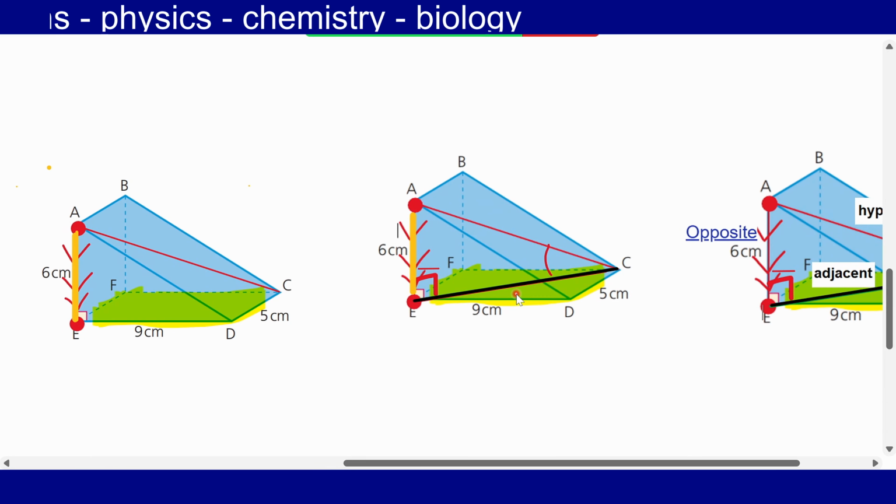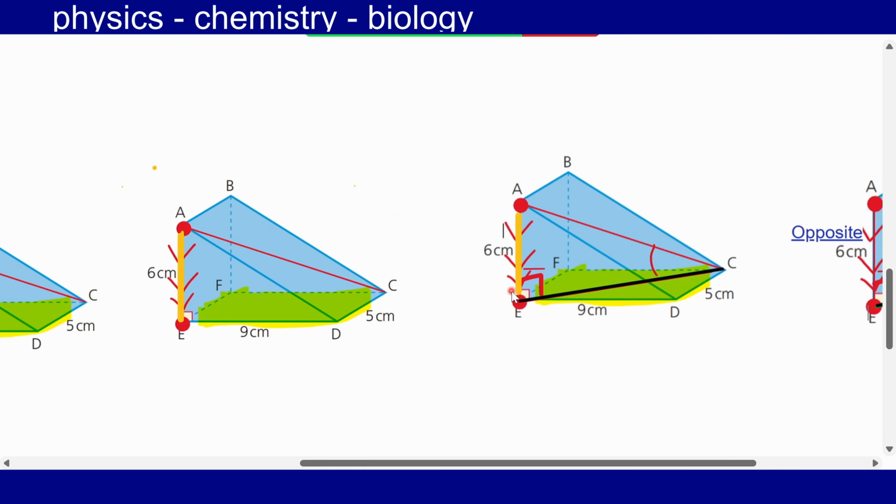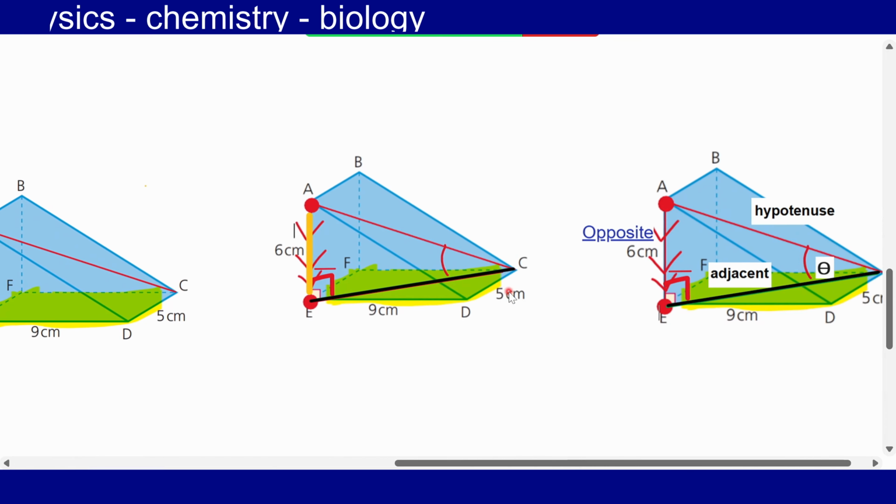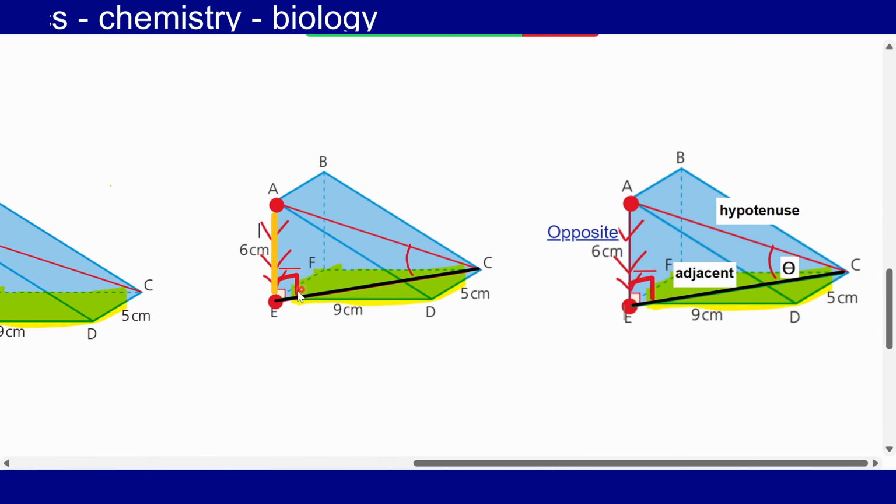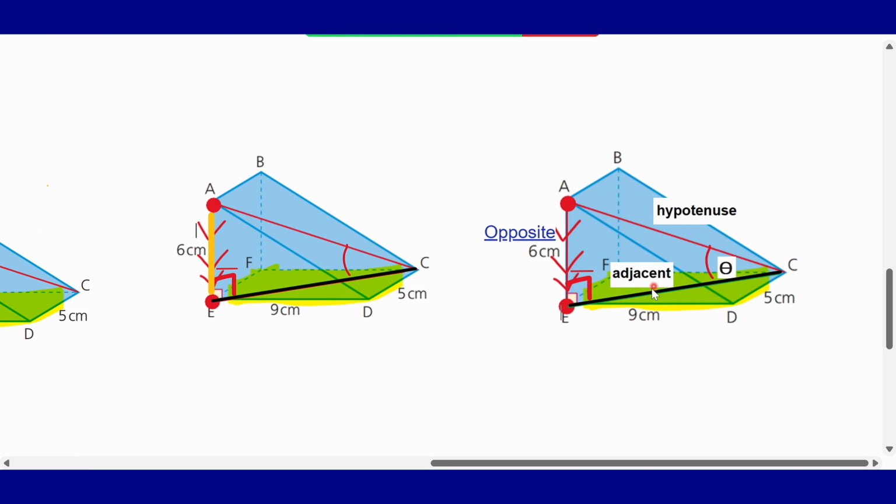Now we already know that this is also a right-angled triangle, as we take a perpendicular line. This yellow line is perpendicular to the plane CDEF. So now if this is a right-angled triangle, the angle that we are finding is between the original line AC and the projected line EC. This is the angle that we are finding.